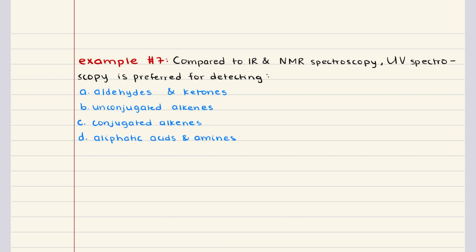UV spectroscopy works by measuring how molecules absorb ultraviolet light, which causes electrons to get excited from a lower energy molecular orbital to a higher energy one. Now, for a molecule to absorb UV light, it needs to have pi electrons that can be promoted. And that's where conjugated systems come in.